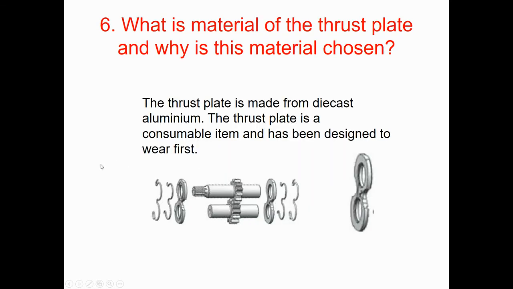So what is the material of the thrust plate and why has this material been chosen? Simply, we said that the thrust plate is made of die cast aluminum, and the thrust plate is going to be a consumable item. Now, what do you mean by the consumable item? I'll send another video after that, which is talking about the actual pump. We explained that in the lab last week.